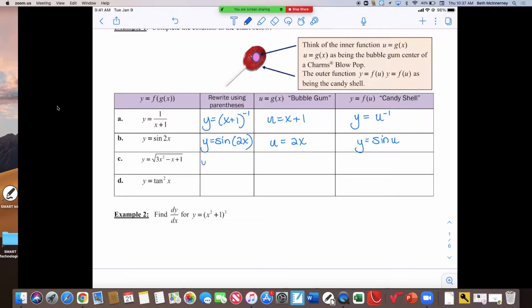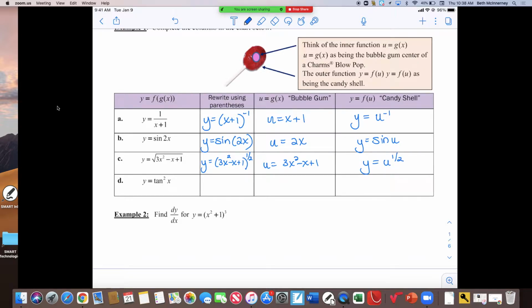Letter C. I'm going to put the 3x squared minus x plus 1 to the 1/2 power. So what is u here? What is the inside? Good job. 3x squared minus x plus 1. Well, what are we doing to that inside? Good job. We're raising it to the 1/2 power.